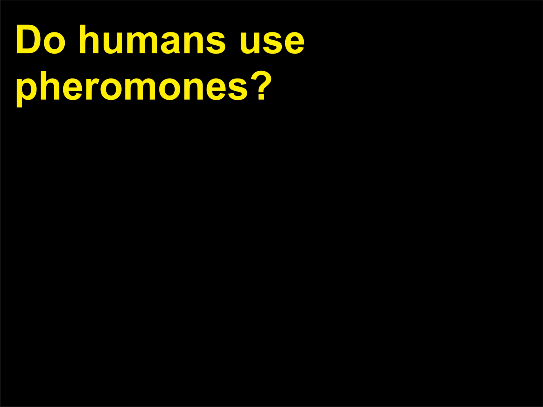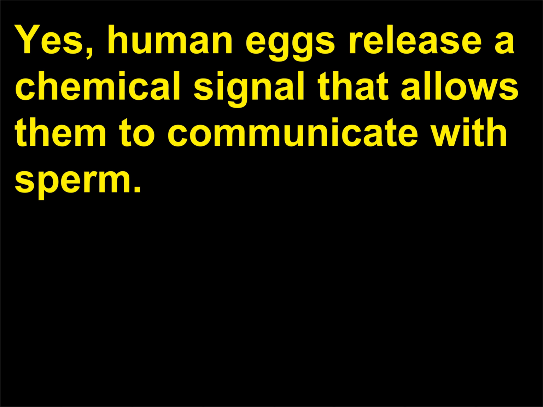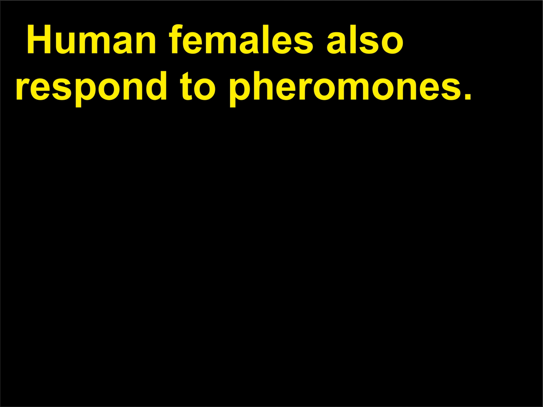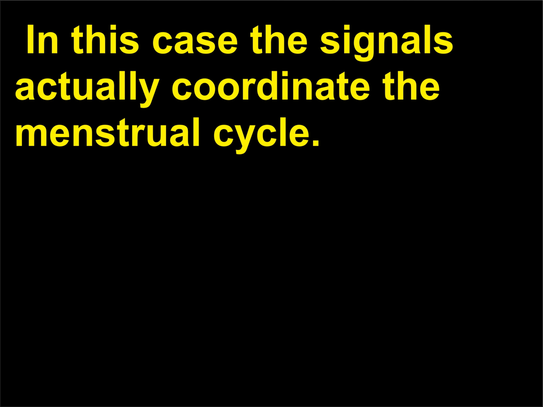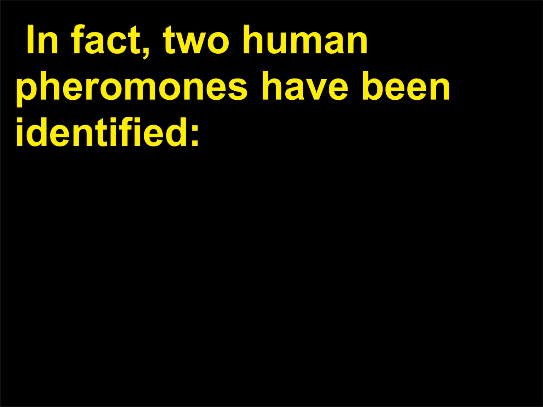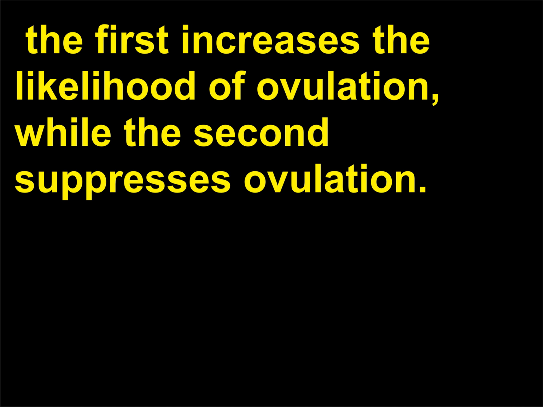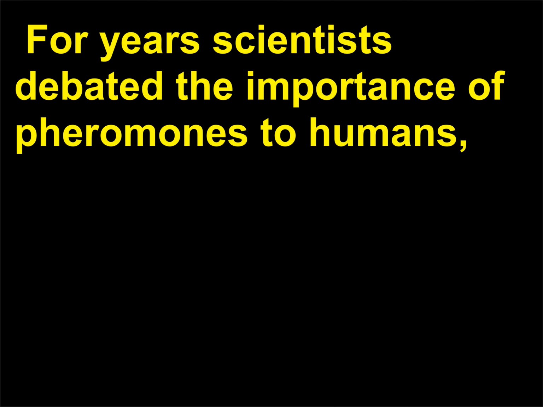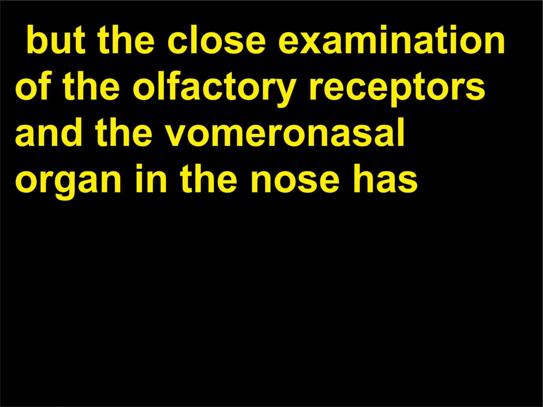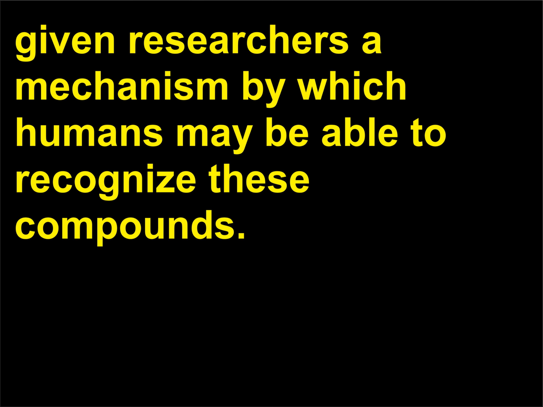Do humans use pheromones? Yes, human eggs release a chemical signal that allows them to communicate with sperm. Human females also respond to pheromones. In this case, the signals actually coordinate the menstrual cycle. In fact, two human pheromones have been identified. The first increases the likelihood of ovulation, while the second suppresses ovulation. For years, scientists debated the importance of pheromones to humans. But the close examination of the olfactory receptors and the vomeronasal organ in the nose has given researchers a mechanism by which humans may be able to recognize these compounds.